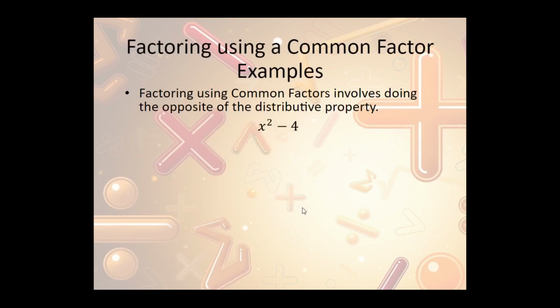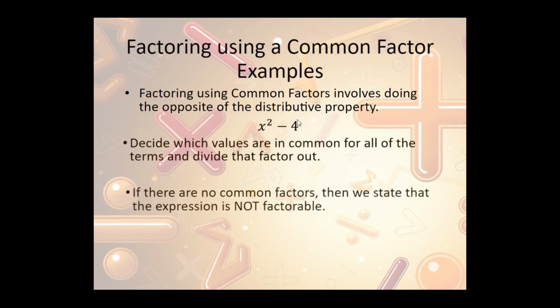Let's look at another example. We have x squared minus 4. So we're looking for something that's in common. Well, all we have is an x here, and all we have is a constant here. So there's nothing in common there, so there's nothing we can factor out. So it's not factorable, and we just leave it as it is. This is its most factored form for now.